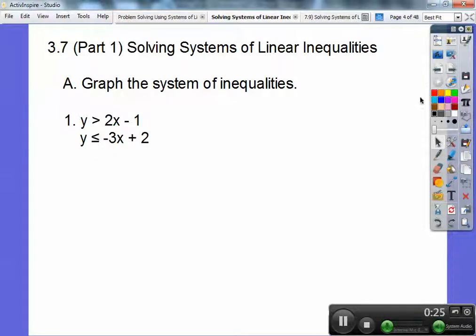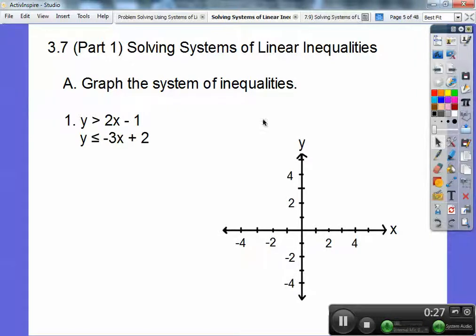Okay, let's go ahead and set up the graph right here. And I'm going to go ahead and graph this negative 1 first. So just pretend like this says y equals 2x minus 1. And then we're going to go ahead and graph that minus 1 right there. So there it is right there. And then from there, I'm going to use this slope. This slope is up 2 to the right 1. So up 2 to the right 1. It's a dotted line. Then we've got to shade.